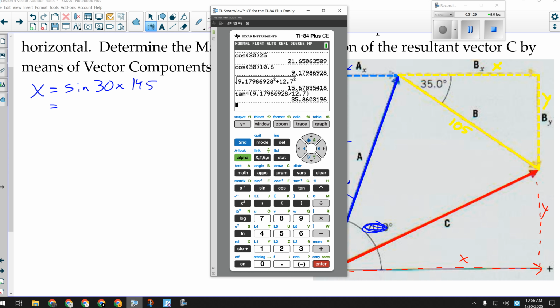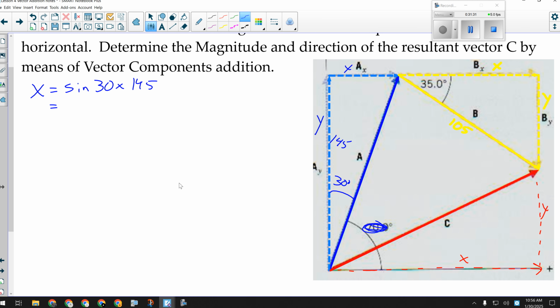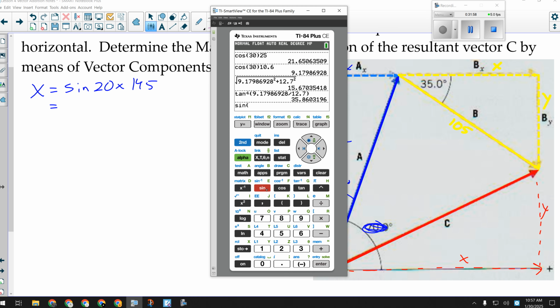Okay, why did I put 30 in there? Nobody caught me on that one either. What should that angle be? 70 and 30 add up to 100. It's supposed to add up to 90. That's a 90-degree angle there, right? I do that all the time. I'm terrible for that. It should be 20. Okay, sine of 20 times 145.